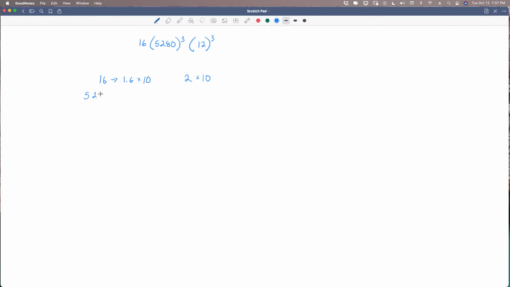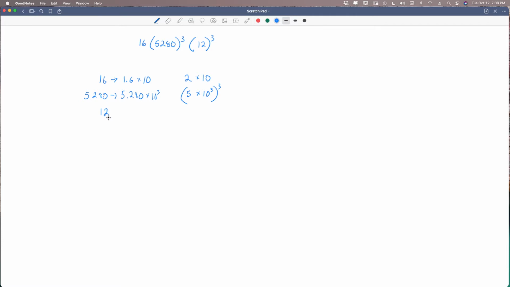We are going to turn that into 5.280 times 10 to the third, because we moved it 3 decimal places. We're going to round that up, and that's just going to be 5 times 10 cubed. But it is cubed, so we're going to put the cube on the outside of that. And now we have this 12 to the 3.